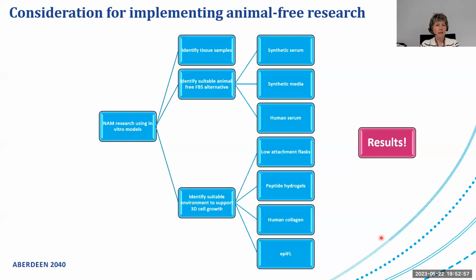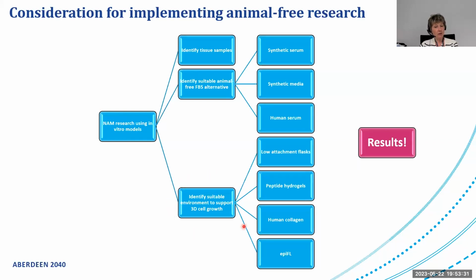And if you are considering implementing animal-free research in your labs, the non-animal methodology, first of all, identify the tissue samples that you want to use. I've pointed you towards the Breast Cancer Now tissue bank. There are, of course, other biobanks that you can use if you are looking at different diseases. It's a good idea to be identifying suitable animal-free alternatives to fetal bovine serum, and I've given you some suggestions as to what you might consider using.